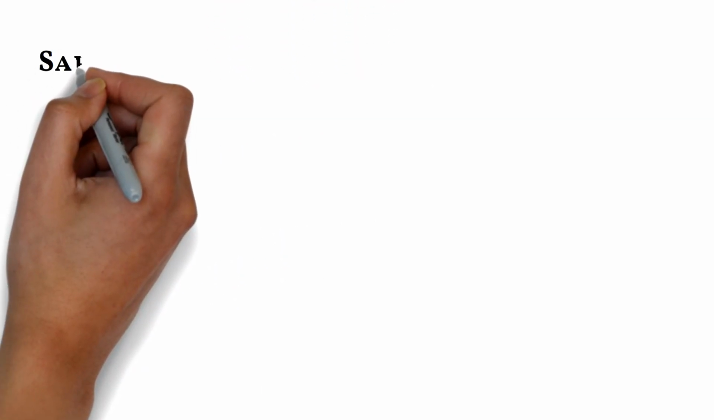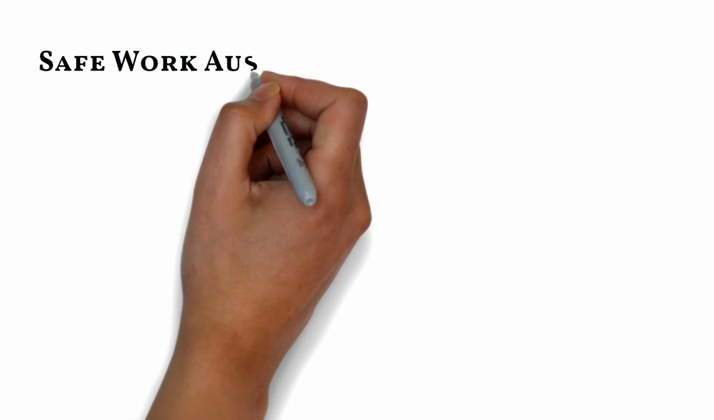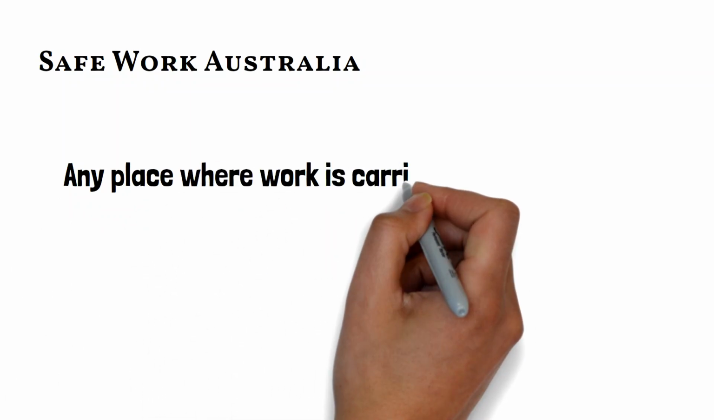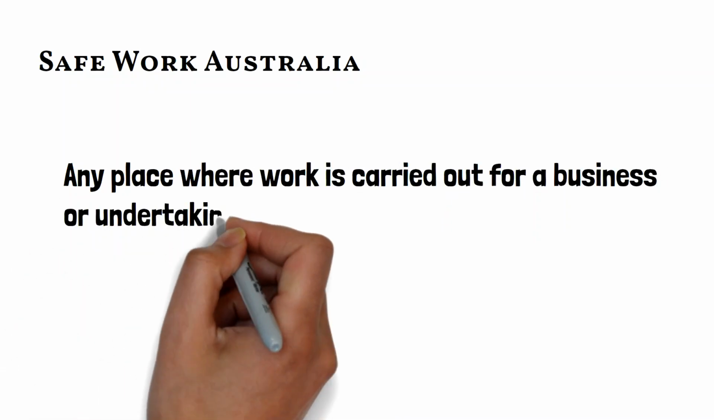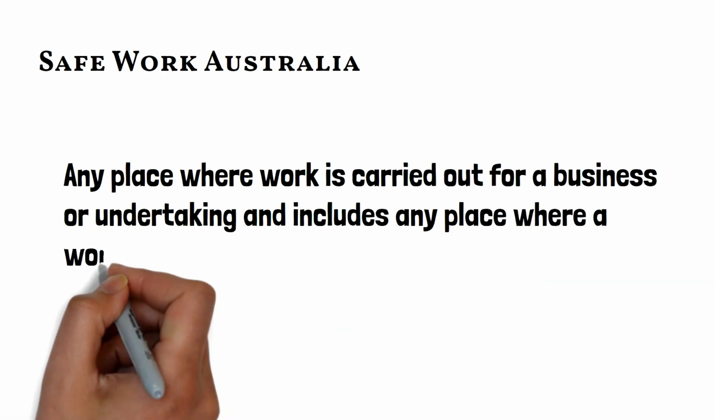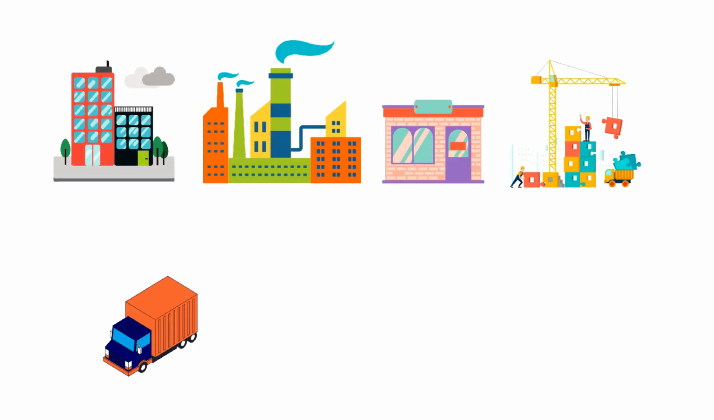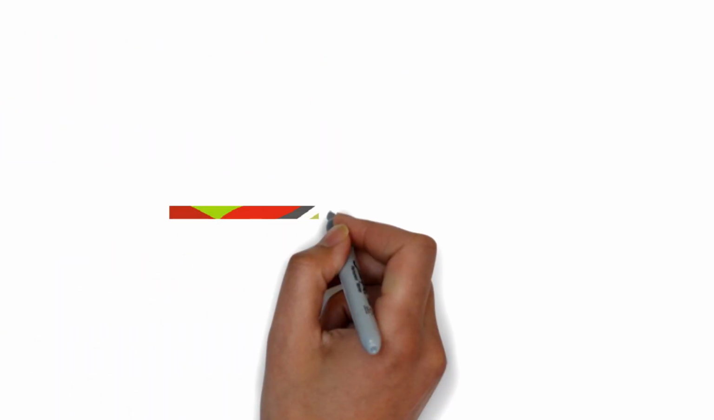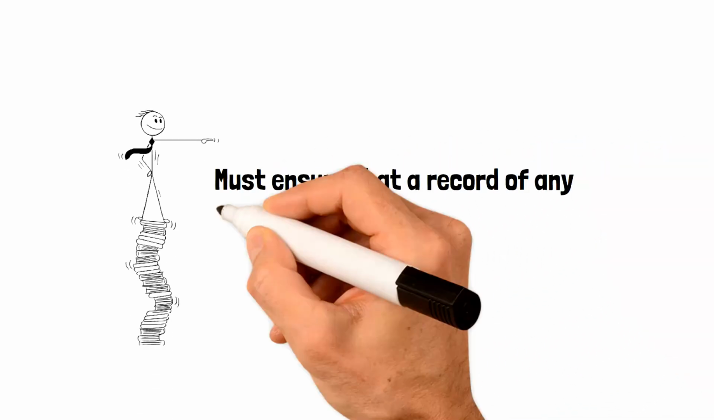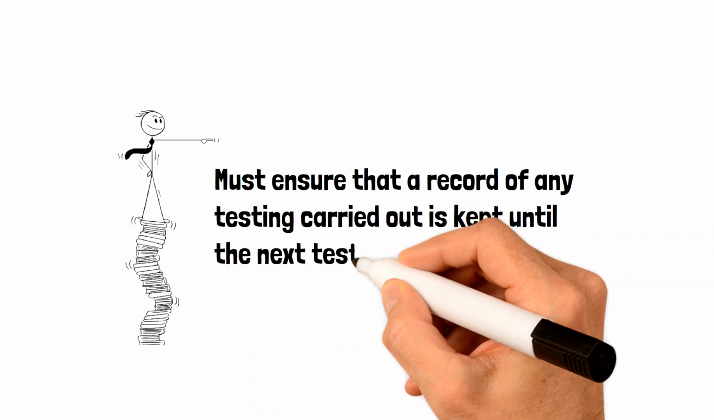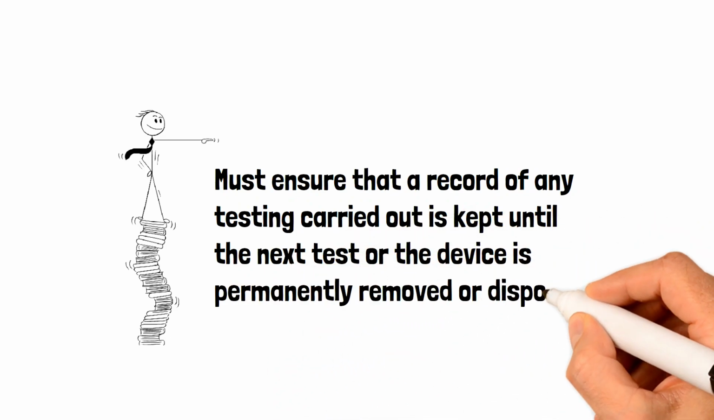It is also important to understand the definition of a workplace. Safe Work Australia defines a workplace as any place where work is carried out for a business or undertaking, and includes any place where a worker goes or is likely to be while at work. This may include offices, factories, shops, construction sites, vehicles, ships, aircraft, or other mobile structures, both on land or water. In addition, the person must ensure that a record of any testing carried out is kept until the next test or the device is permanently removed or disposed of.